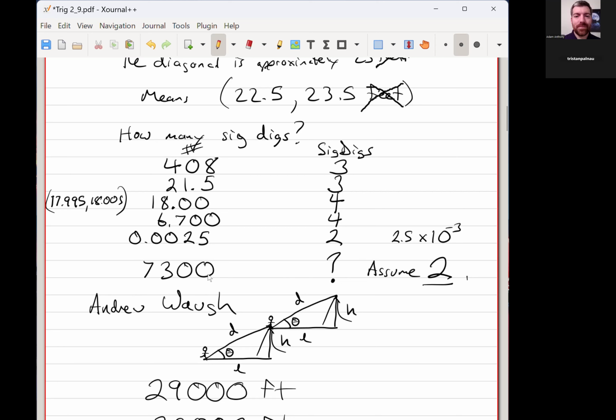If this was actually measured down to the actual unit, then we would have to have some context behind that. Someone would have to tell us, oh, we measured this, got 7,300 exactly, or not exactly, but down to the nearest unit.